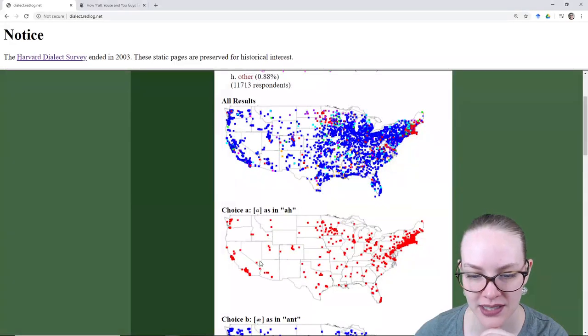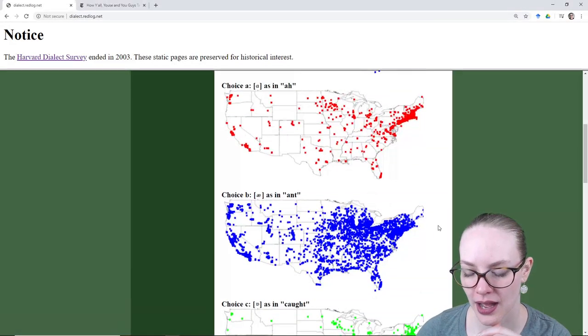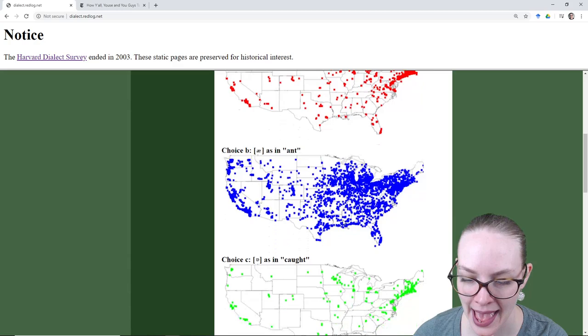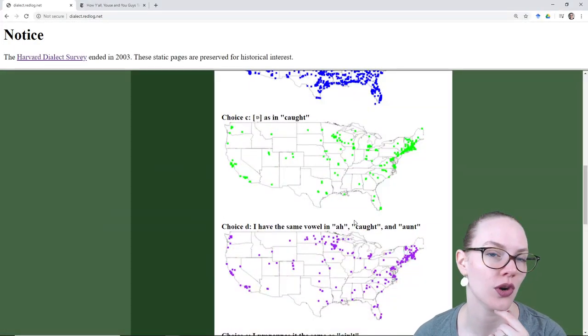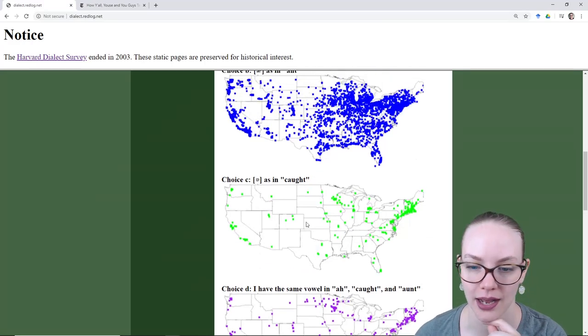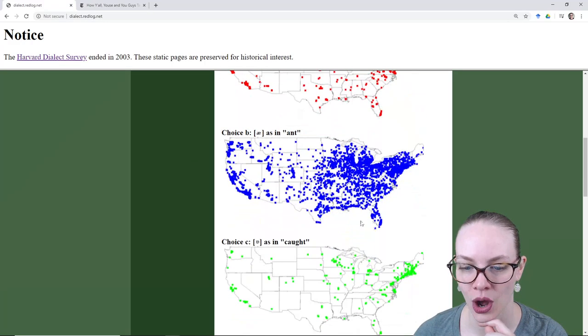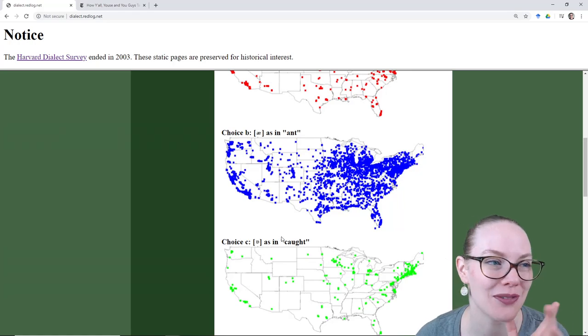The red dots here are as in ah. The blue dots here are ah. The green dots here are aw, which if you don't have different vowels in ah and aw are going to sound exactly the same to you, but for me they are different vowels.